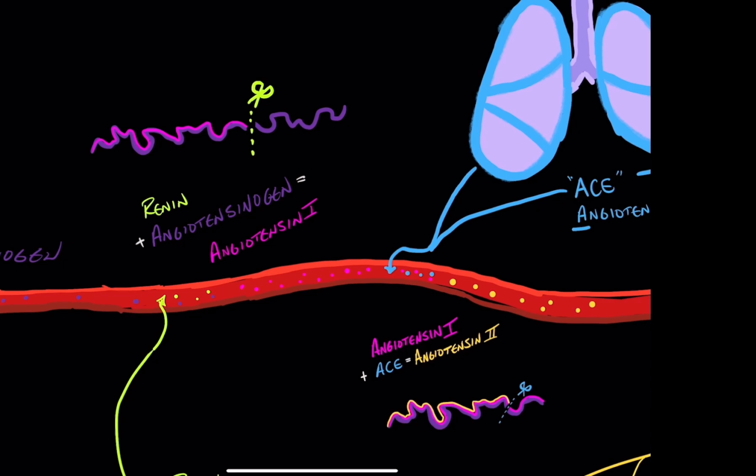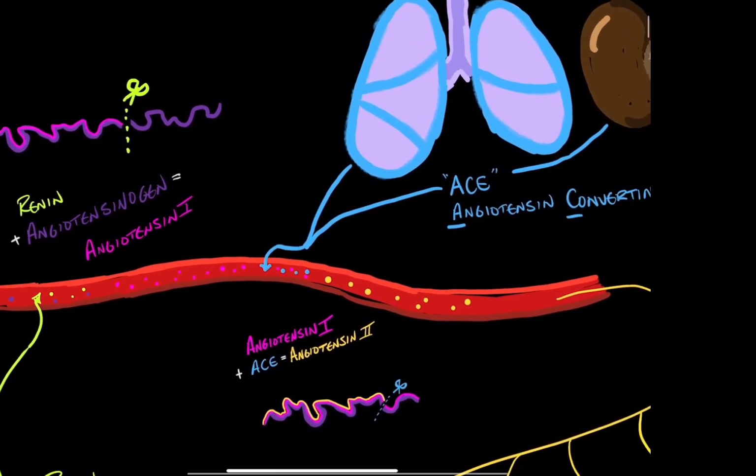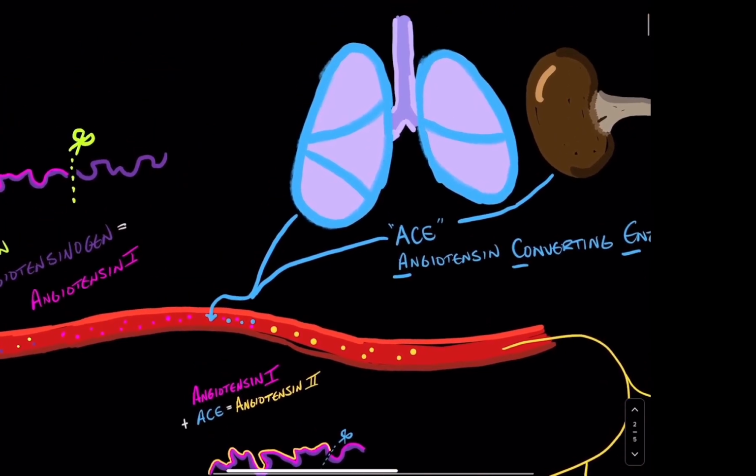And what it's going to do, you can see here, is cleave off a little chunk of that molecule. And that's going to leave us with this new part here. You can see in the light purple, that's called angiotensin 1. So that's the first step to this molecule that's going to end up helping us with our shock states.